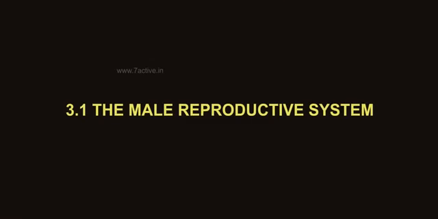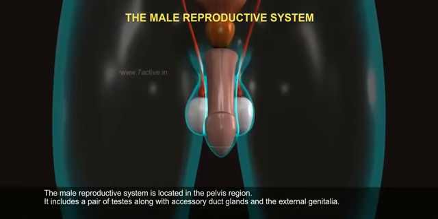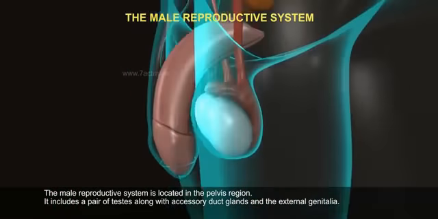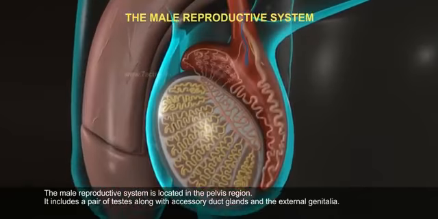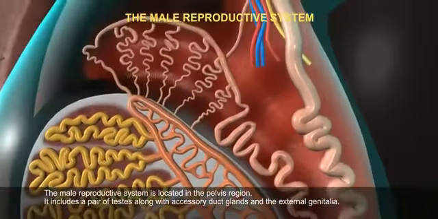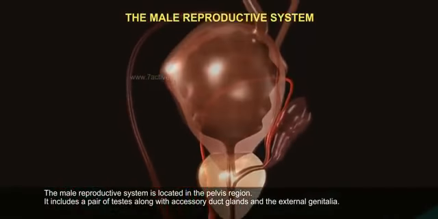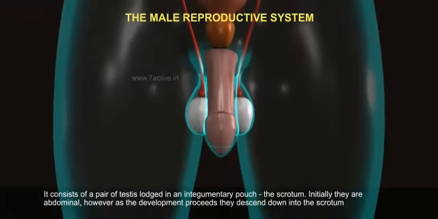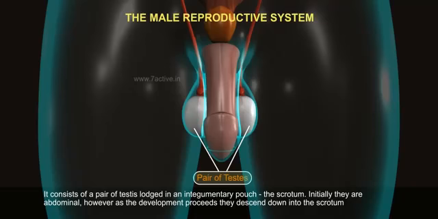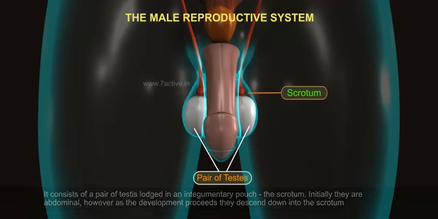3.1. The male reproductive system. The male reproductive system is located in the pelvis region. It includes a pair of testes along with accessory ducts, glands and the external genitalia. The testes are lodged in an integumentary pouch, the scrotum. Initially, they are abdominal. However, as development proceeds, they descend down into the scrotum.